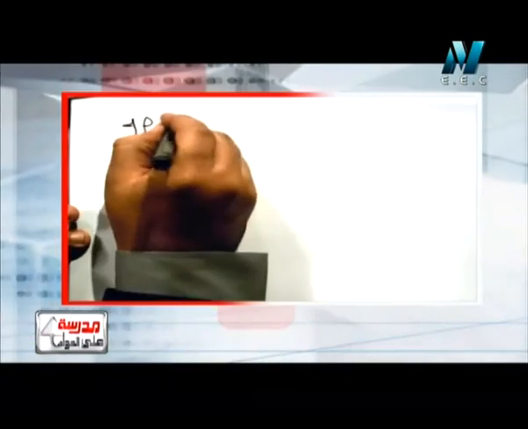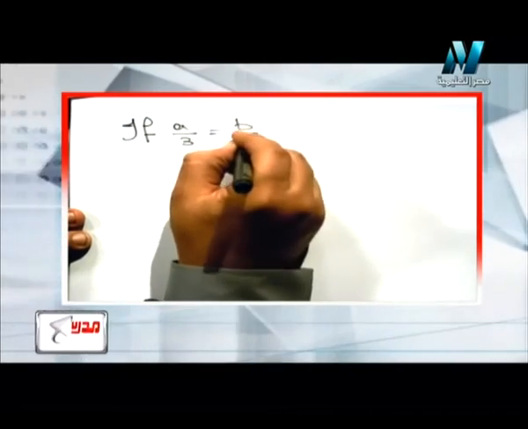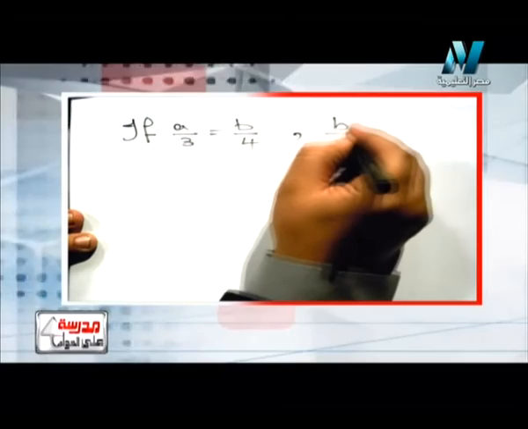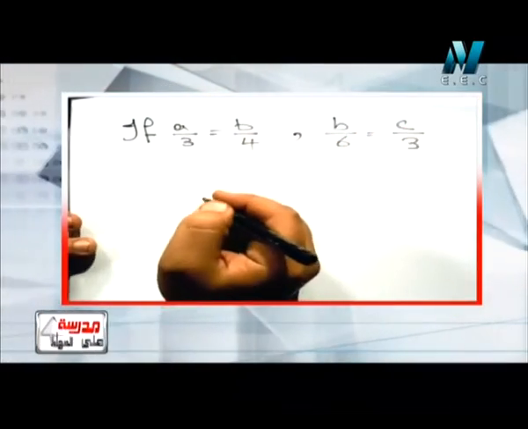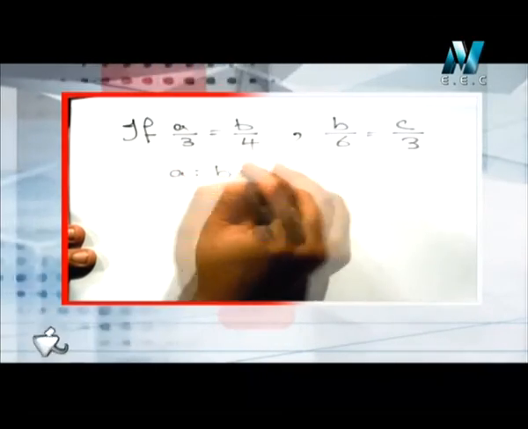Can we have a quick exercise, because we don't have much time left? Okay, a quick exercise. Let me write an exercise here. If A over 3 equals B over 4 and B over 6 equals C over 3, and I want to find A to B to C.